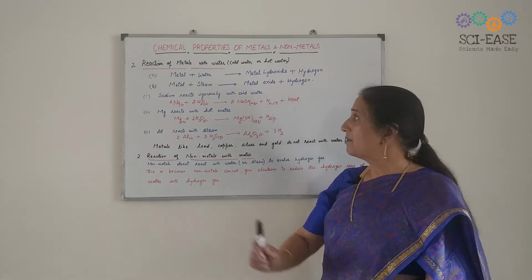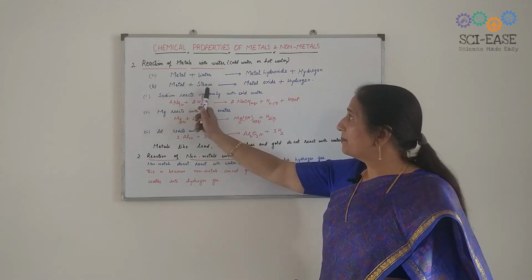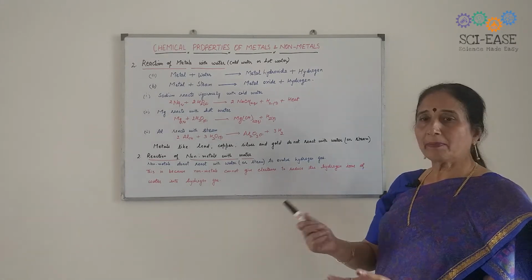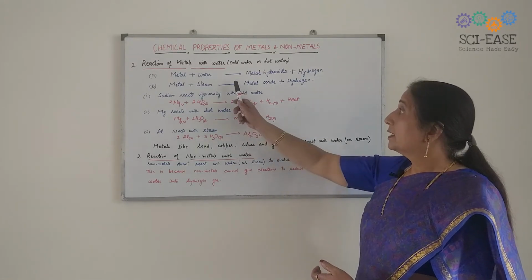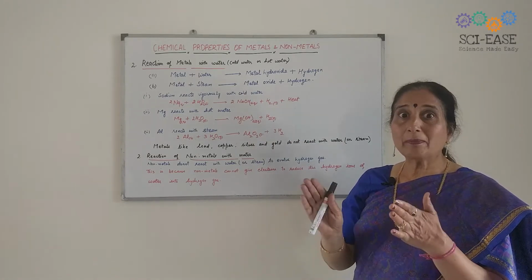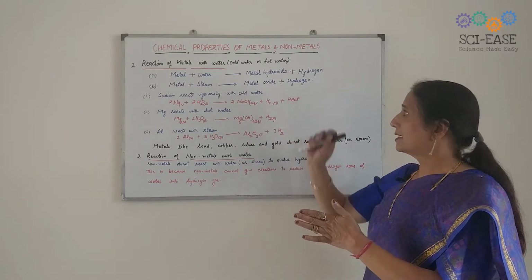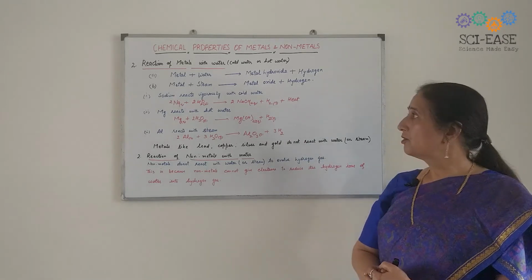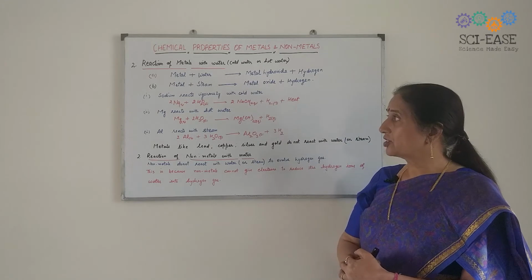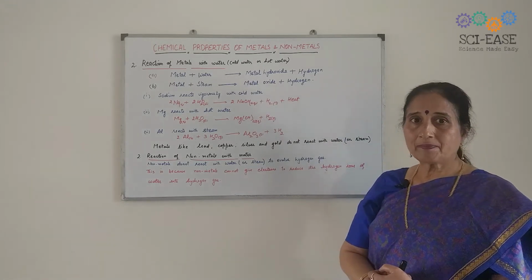In the same way, when metals react with steam, steam is also the form of water vapors, this will result in the formation of metal oxide, not metal hydroxide, metal oxide plus hydrogen gas that will be formed. Now, I will explain these reactions by taking some examples.